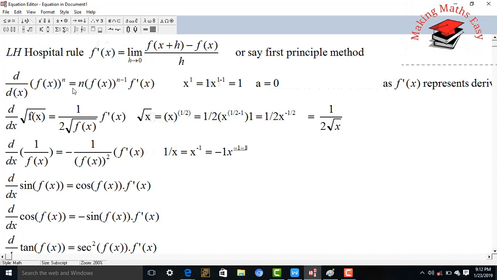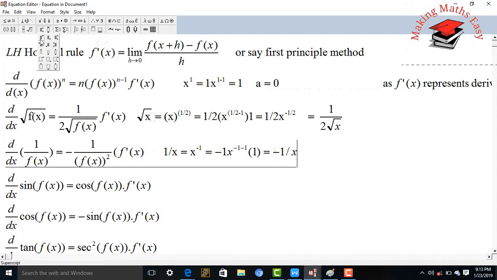minus 1 multiplied by, again put a multiplication operator, and again the derivative of x is equal to 1 in this case. So which will be equal to minus 1 divided by x raised to 2, or x square. So the derivative of 1 upon x is equal to minus 1 upon x square. So the derivative of 1 upon f of x is equal to minus 1 upon f of x the whole square into f dash of x.